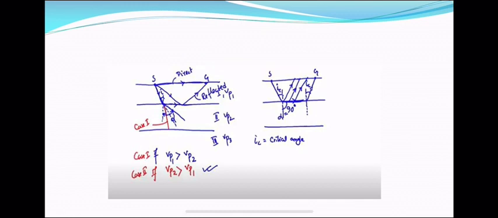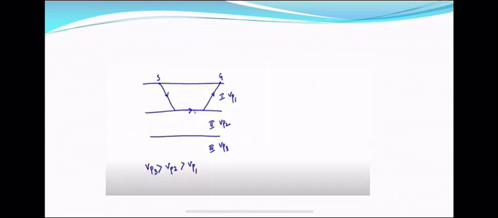Now, for the purpose of the derivation, we are considering S as the source and G as the geophone. This is the first layer with VP1, the second layer VP2, and the third layer VP3. Remember that VP3 is greater than VP2, which is greater than VP1. So now we will quickly give the expression of the derivation.